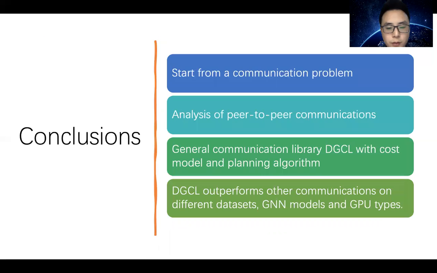Now, let me give a brief conclusion. We start from a communication problem in GNN training and give an analysis of peer-to-peer communication. Then we propose a general communication library with a cost model and planning algorithm. Finally, experimental results show that DGCL outperforms other baselines on different datasets, GNN models and GPU topologies.